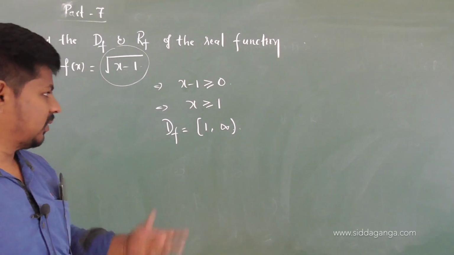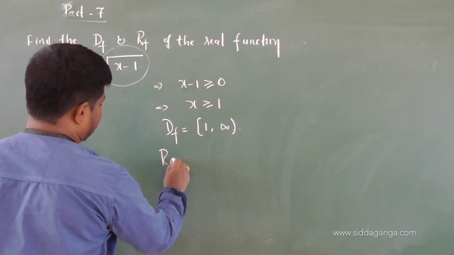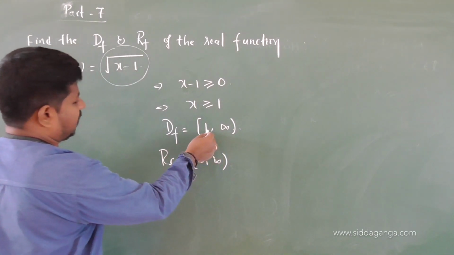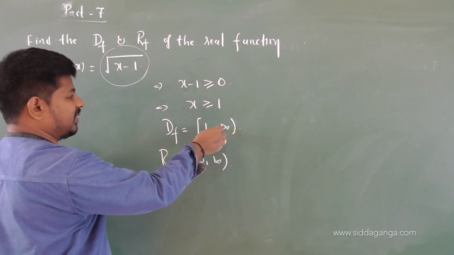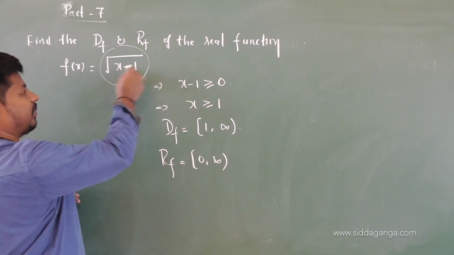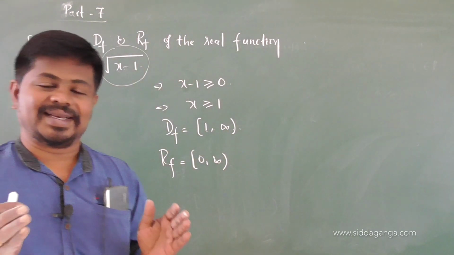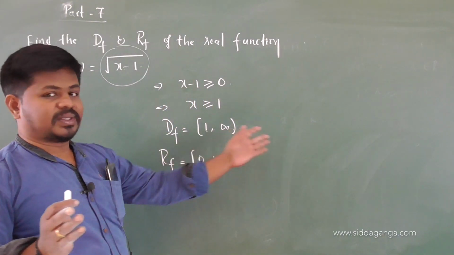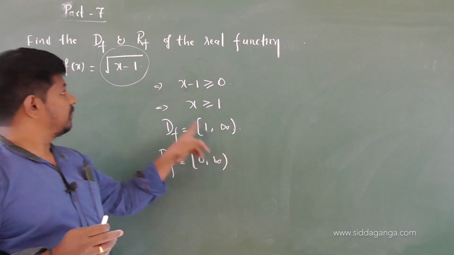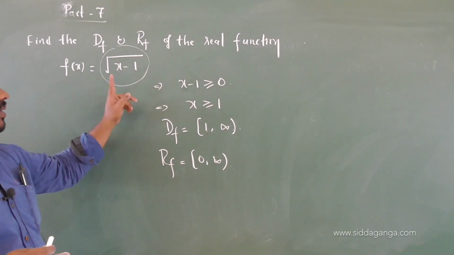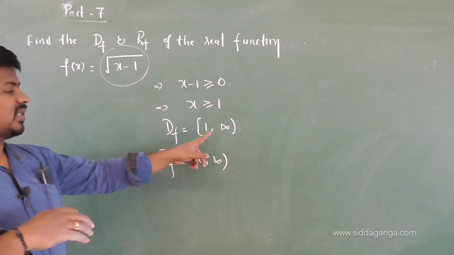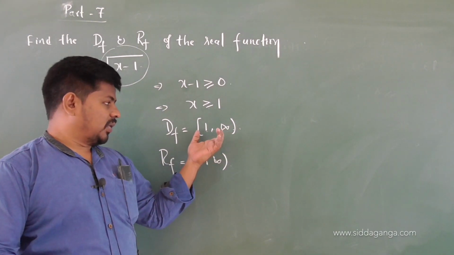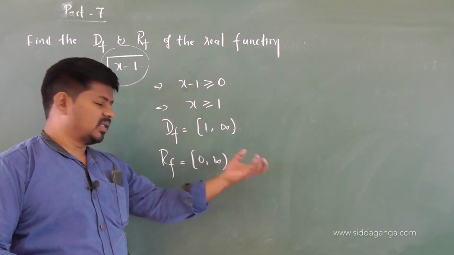Let us take integral values 1, 2, 3. When you take those values you get positive values, you don't get negative, so you get either 0 or positive values. 0 when x is 1, because 1 minus 1 is 0 and root of 0 is 0. For the other remaining values of x you get positive real numbers. So domain is 1 to infinity, range is 0 to infinity.